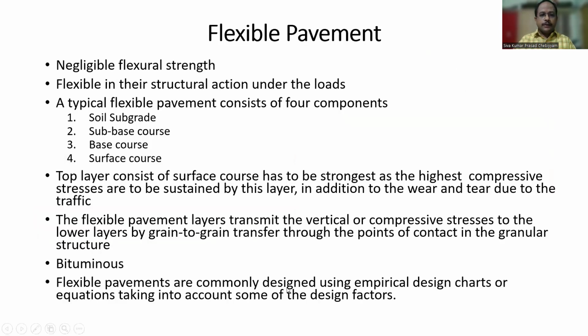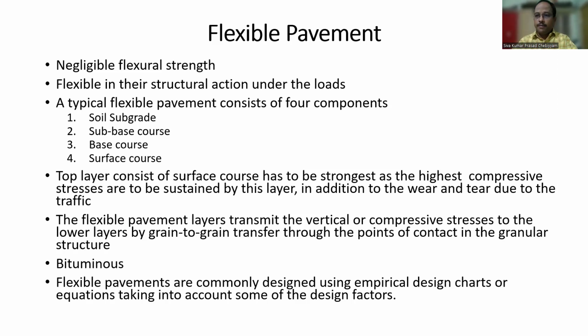The best example of flexible pavement is the bitumen pavement. Bitumen is nothing but a petroleum product. It is obtained after the fractional distillation of petroleum crude, and this particular material will act as a binder and is used as a wearing course or top course for laying of a flexible pavement.